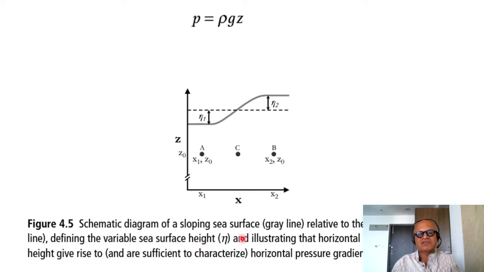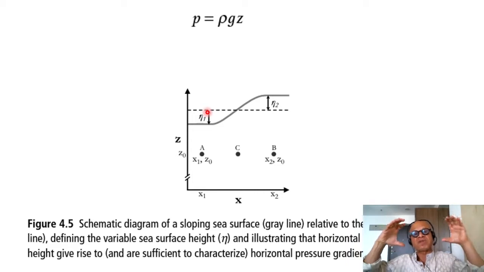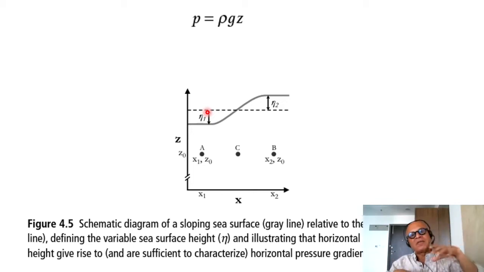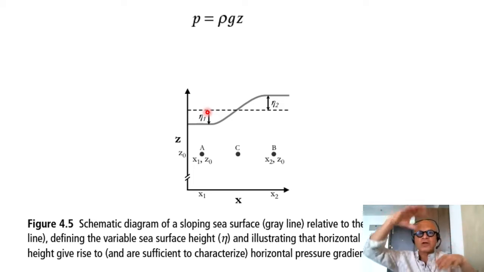So, a schematic diagram of a sloping sea surface relative to a geoid, the dashed black line, which is the constant gravity surface, which is a hypothetical surface because you have mountains in the ocean, cavities, or abysses in the ocean, and those create water columns of dramatically different depths, and as the planet is rotating there is a dynamic balance, so the geoid is not a flat surface, right?